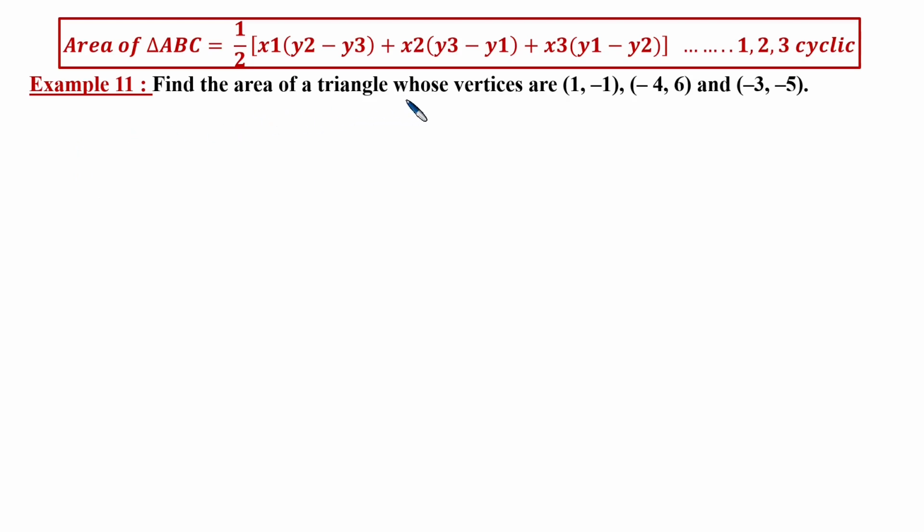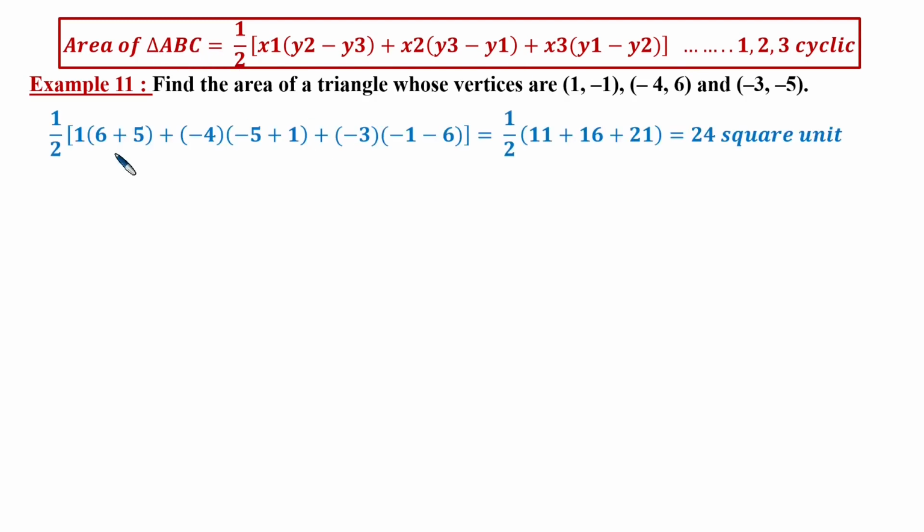Example 11: find the area of a triangle whose vertices are the points A, B and C. So these are your x1, y1, x2, y2, x3, y3. Please substitute these values here and you will get the area of triangle ABC. So x1 is here 1, then y2 is 6, y3 is minus 5, and minus of minus 5 becomes plus. So 6 plus 5 times 1. Do this and you will get the area of triangle ABC. Here I have shown it is 24 square units.